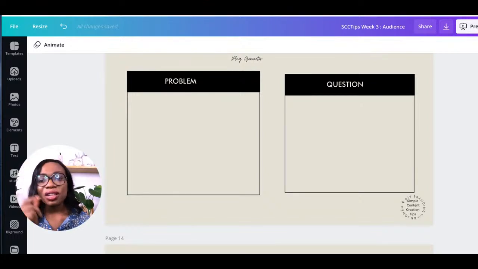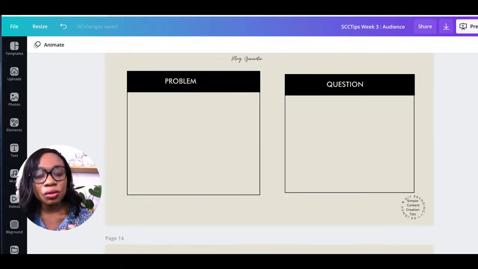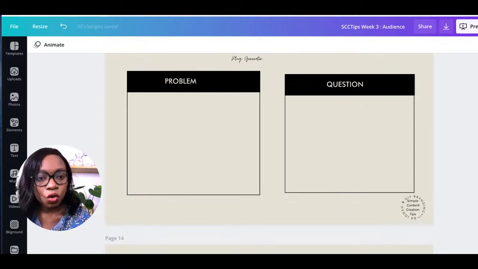Okay, a problem is no clients, no sales. Fantastic. That's a good problem that they face. They don't have clients, they don't have sales. So under problems you will write no clients. Under problems you will write no sales.